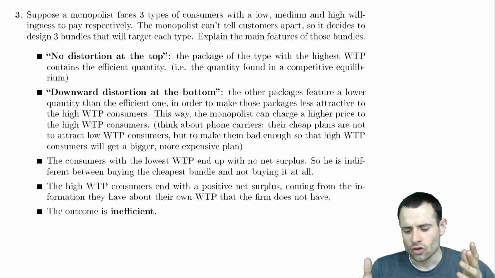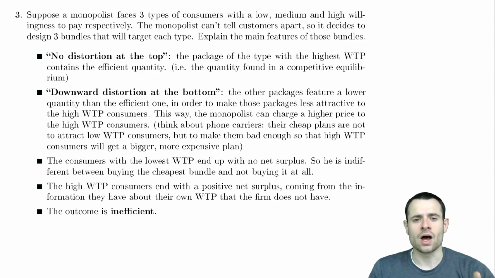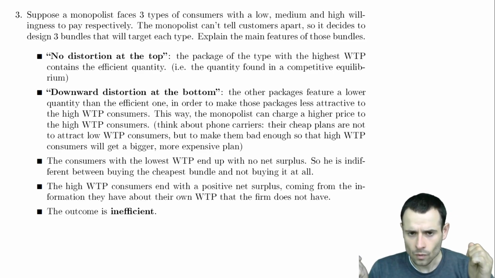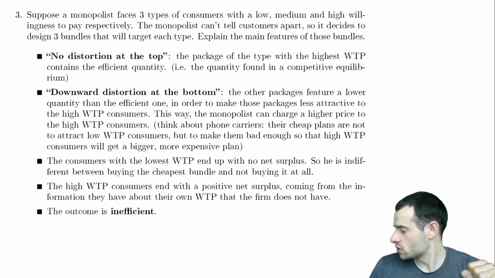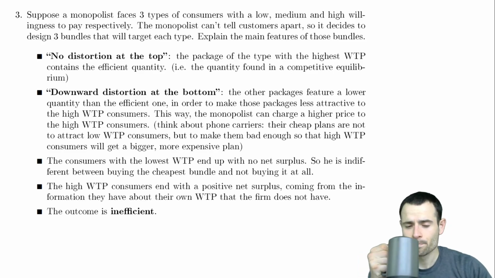What are the main features of second-degree price discrimination? I just gave you this example in the class because the actual theory involves more math. But the intuition, you will see, is pretty straightforward and pretty powerful. So, the monopolist cannot tell customers apart, so it decides to design, let's say, 3 bundles that will target each type. And let's explain the main features of those bundles.